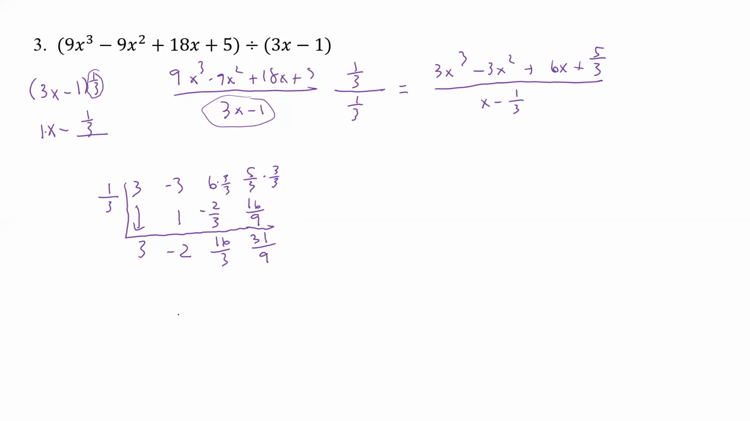All right, so now what do we have? We started with x cubed, so this is x squared, x, a number. This is our remainder. So what we have is 3x squared minus 2x, and then plus 16/3. And then we have plus 31/9 over, and then we had our value of x minus 1/3.